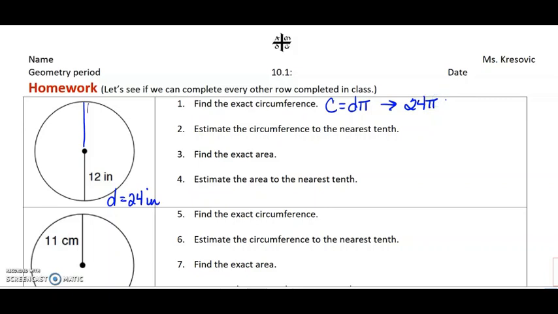24 pi. When you type that into Moodle, you're going to need to type 24 asterisk pi, open parentheses, close parentheses. Remember that we are using the Microsoft Excel notation.